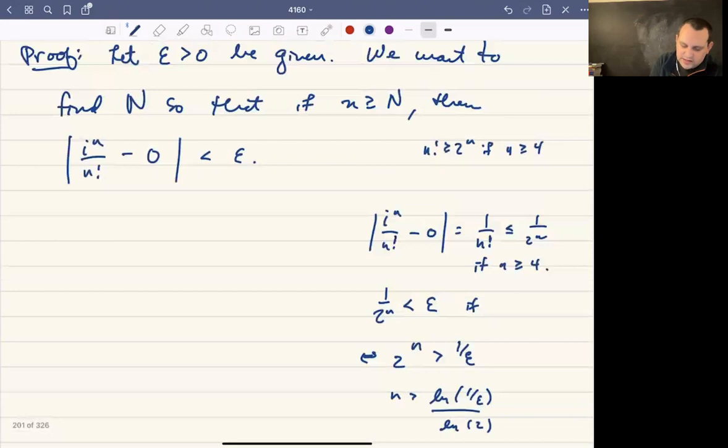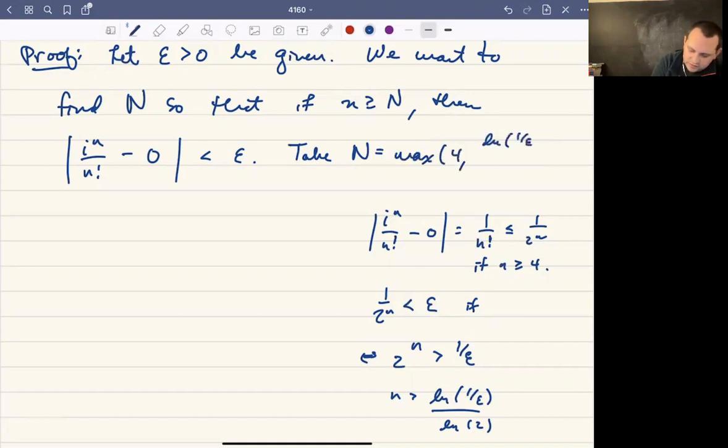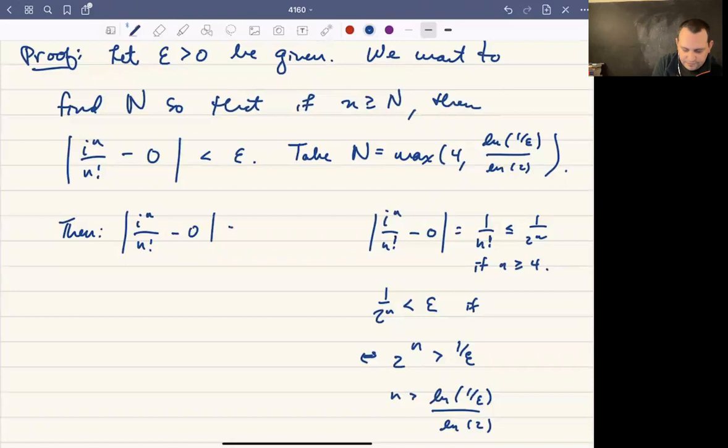So what we can do is we can take capital N to be the larger, so the maximum of 4 and the natural log of 1 over epsilon divided by the natural log of 2. Okay, and then in that case, we always have our inequality that we want. This is always going to be less than epsilon, and then we can just show that in that case, 1 over n factorial minus 0 is going to be 1 over n factorial, which is going to be less than 1 over 2 to the n, which is less than epsilon. Okay, and there we go.